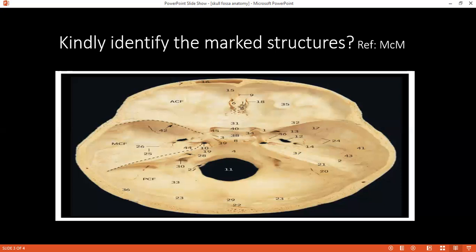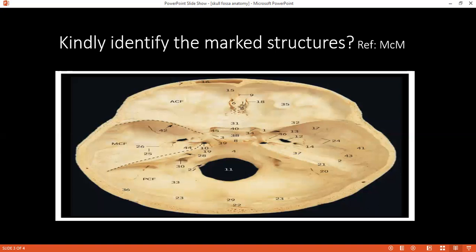Okay, right. Can you quickly tell me the contents of the posterior cranial fossa? The contents of the posterior cranial fossa include the brainstem and the cerebellum. Okay. One last question: what is the Clivus?